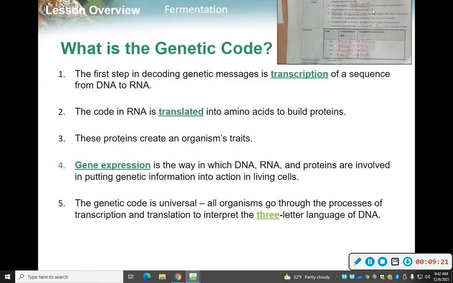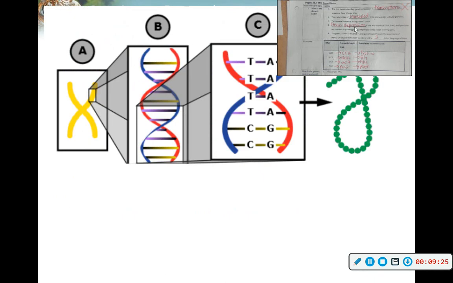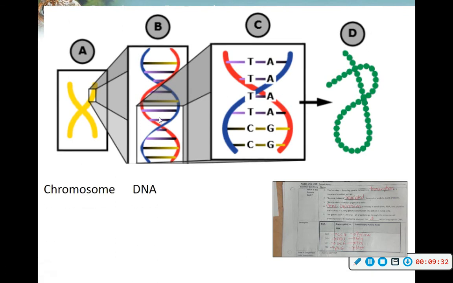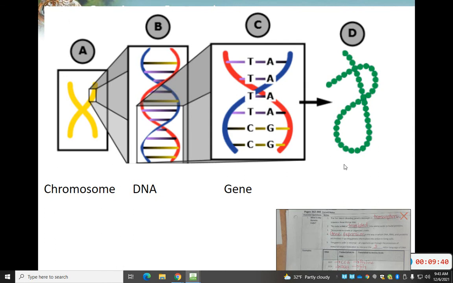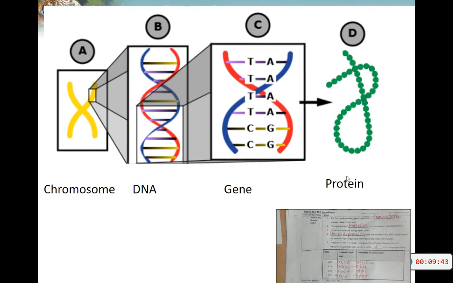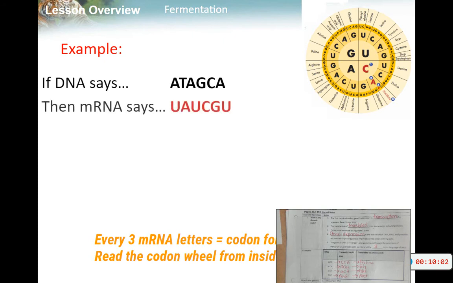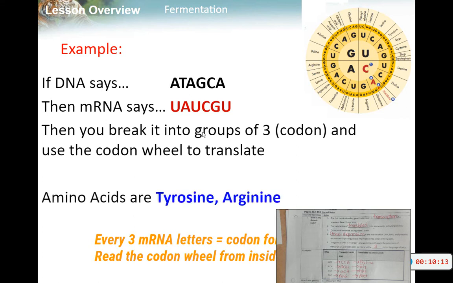But let's make sure we understand how it's happening in your body as well. So when we look at our body, you've got this whole chromosome that is made up of your DNA, and you have sections of your DNA which are your genes. And those genes, when they're expressed by transcription and translation, make up all these amino acids that are joined together to make a certain protein. So the codon wheel, again, we start in the middle, we go out to the next level, out to the next level. Everything about your gene expression is based on 3 letters at a time. So if I had ATA-GCA, it would be UAU, CGU is my first step. That's transcription. And then I can break it into groups of 3 and look up the amino acids.